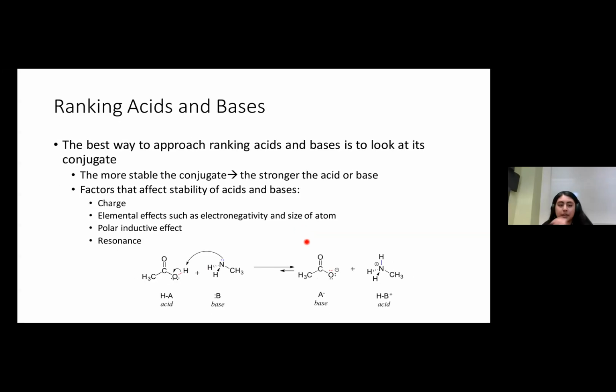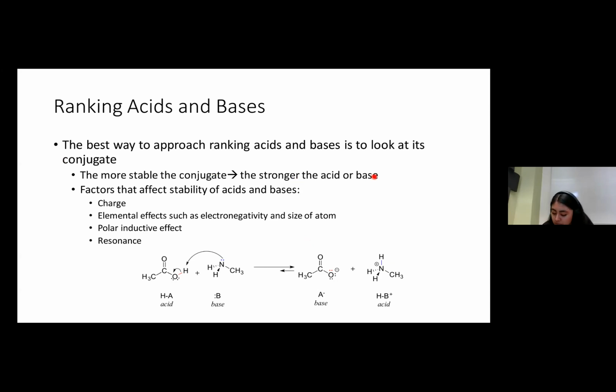Sometimes, let's say you have a list of acids and bases, it's important to know which one's stronger or weaker, right? Because when an acid is stronger, it's more able to give out an H, or when a base is stronger, it's more able to want the H and receive the H. So they're more reactive. That's the way to think about it. The best way to rank acids and bases is to look at the conjugate of that acid and base. Whenever the conjugate is more stable, that means the acid or the base is stronger.